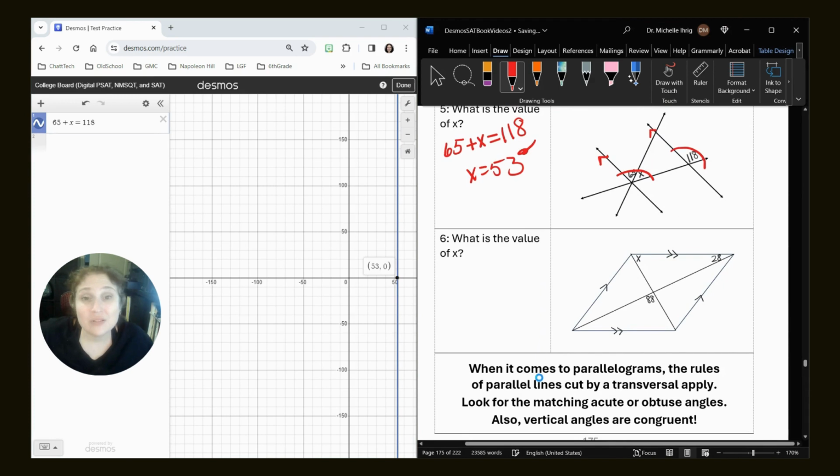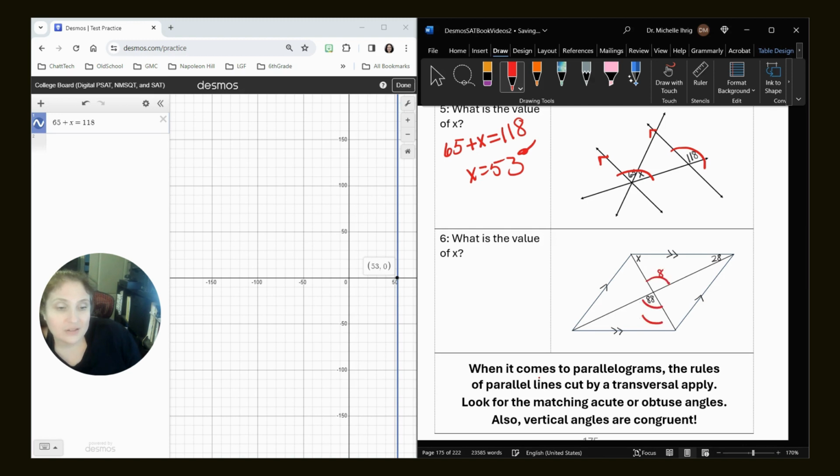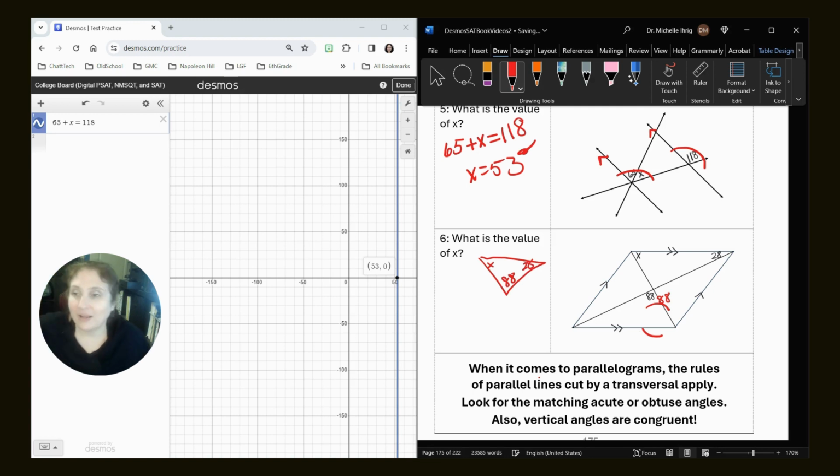What is the value of x in this picture? Okay, again, we know this is a parallelogram, this time because opposite sides are parallel. It wants us to find the measure of angle x. Well, if this is 88 degrees, because of vertical angles, this also has to be 88 degrees. So I've got my triangle where this is what we're looking for. This is 88 and this is 28.